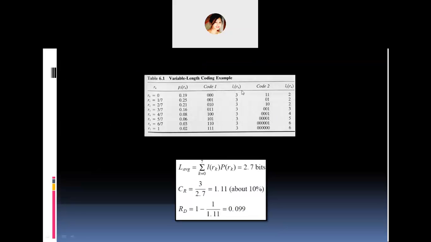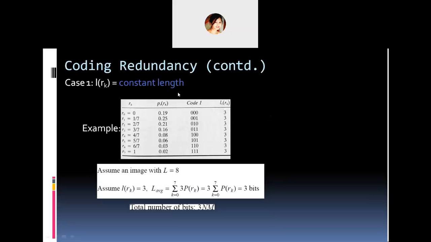So when you calculate it taking the length as constant, that is L of RK is constant, these are the values. And when you take case 2 as variable length, see, this is of variable length. So when it is 2, the code is this. When you take the length as 2, again this. Again when you take the length as 3, this is this.